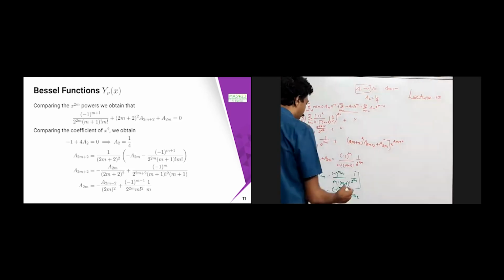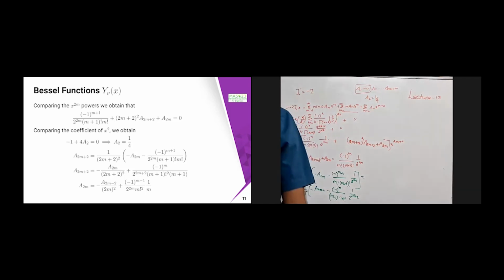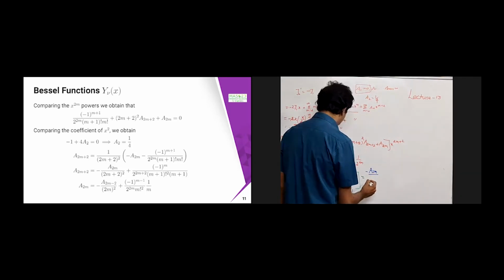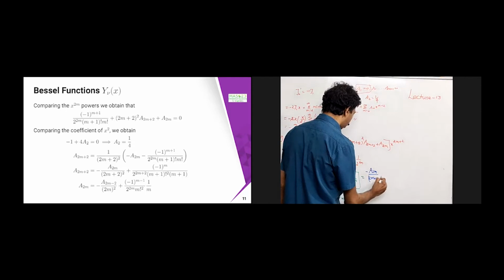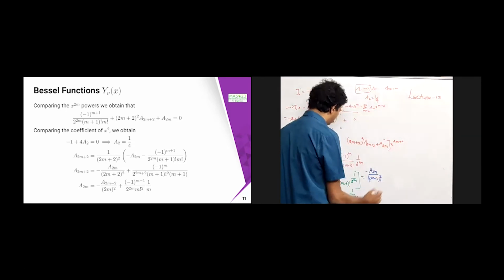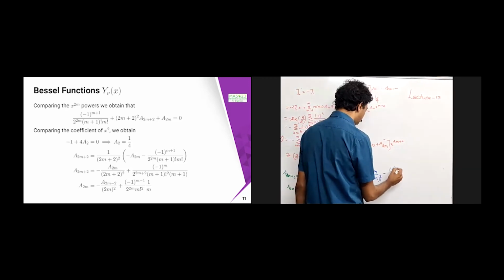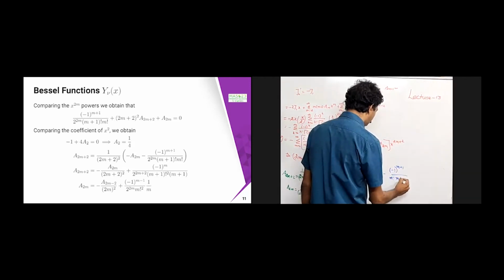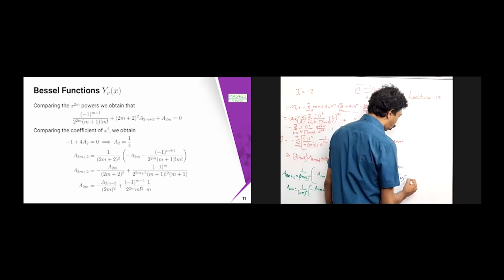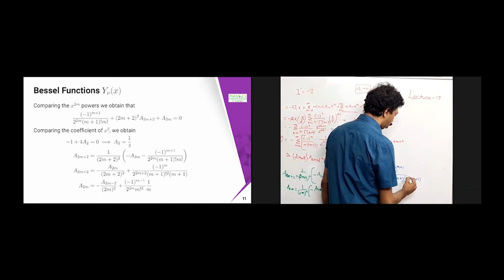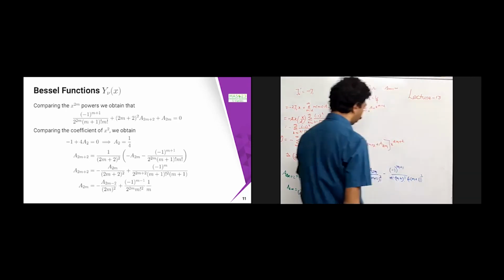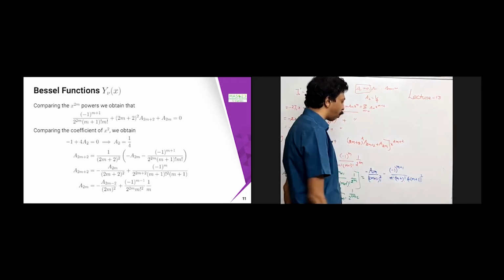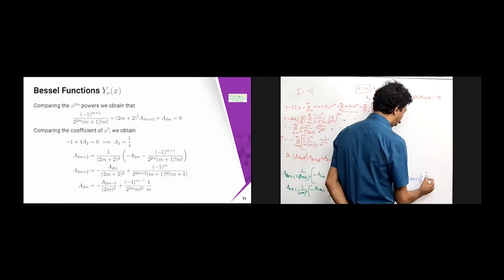What I can do is write this equation as follows. I'm going to write it as minus A2m by 2m plus 2 whole square, minus 1 power m plus 1 divided by m factorial into m plus 1 factorial into 2 into m plus 1 whole square. You can see 2m plus 2 whole square is there, that I am writing as 2 into 2, taking it out, so m plus 1 whole square into 1 by 2 power 2m is going to be there.